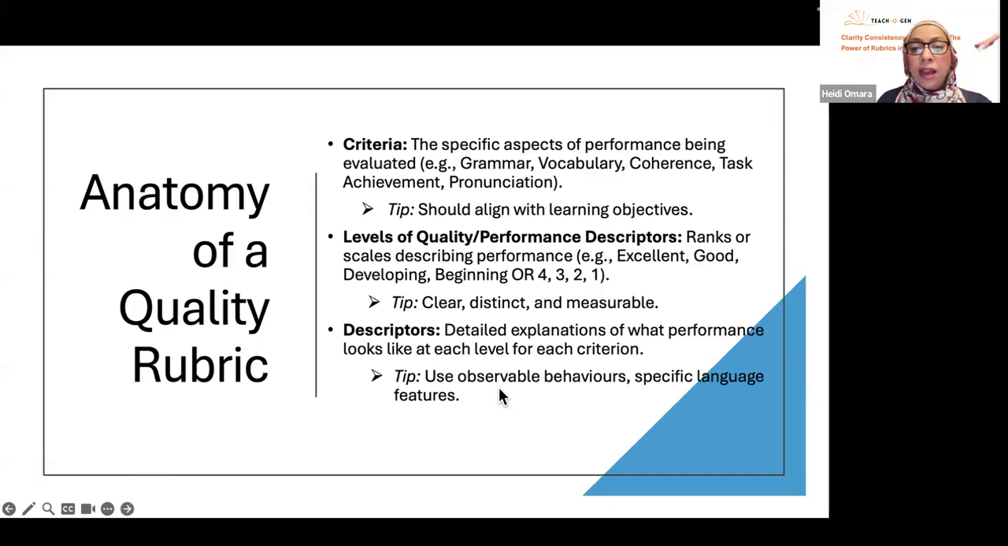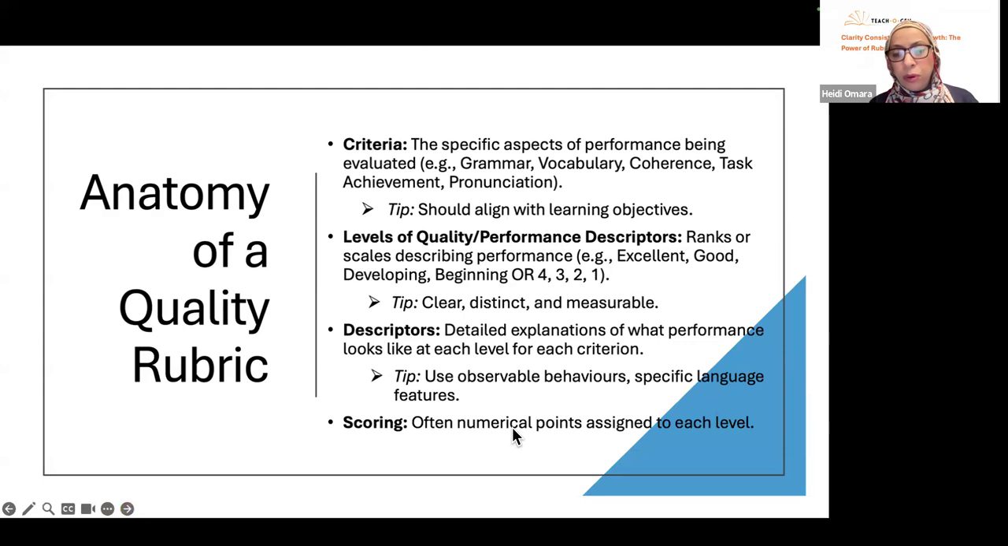So the language specifications of features should be clear. So the student, when you give it to them and they look at the rubric, they understand their mistakes. Where were their mistakes? Often it is numerical points assigned to each level, or as we said, excellent, very good, good, satisfactory, needs improvement.